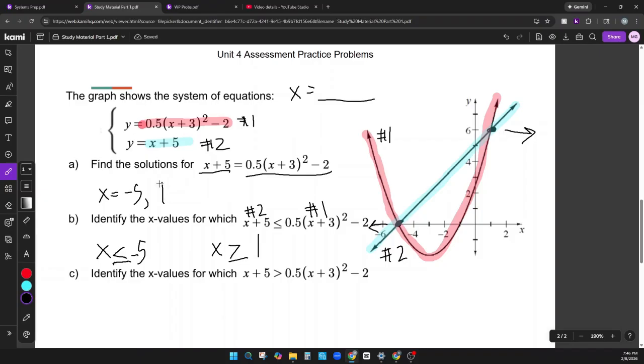Looking at part C, my order is the same, so I'm still talking about line number 1, excuse me, line number 2 and line number 1. But now I'm saying where is line number 2 greater than line number 1? Where is my linear equation higher, greater than my parabola? And that happens in between. You see this whole area is the space in which my blue line is higher than my red line. Where my line number 2 is greater than my line number 1.